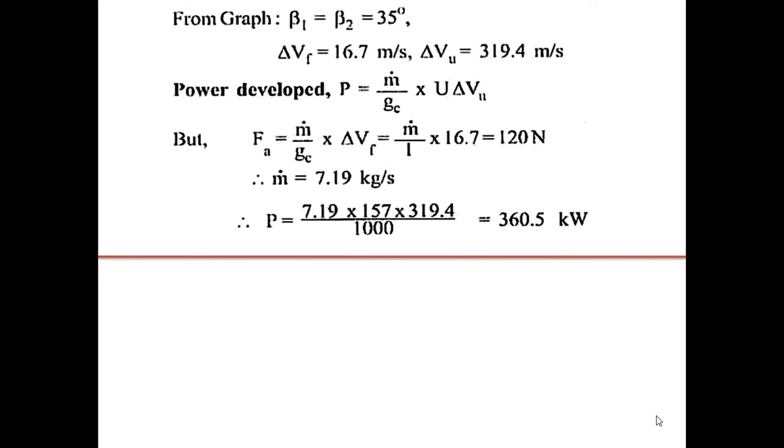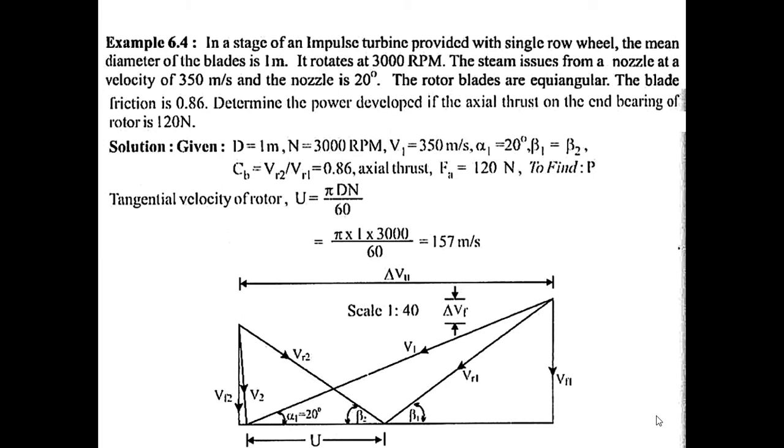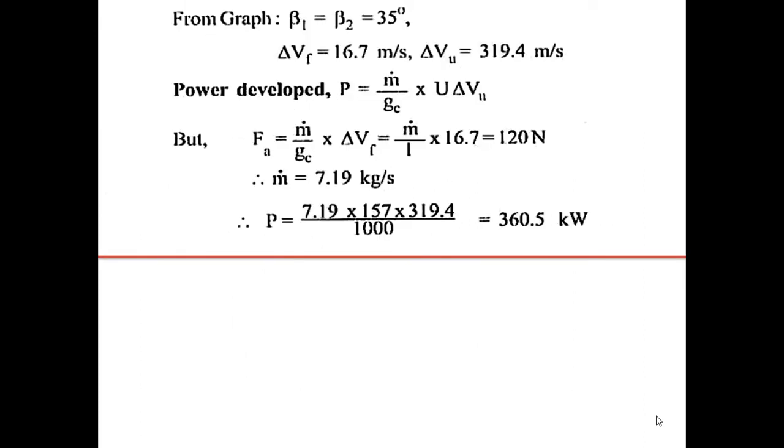Simple problem. But the only trick is what? Finding the mass flow rate and completing this velocity triangle, indirectly finding U using diameter and RPM. So whenever in the problem RPM is given, it is for U only. Any doubts in this problem?